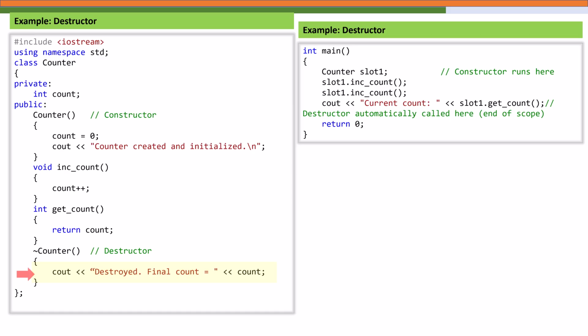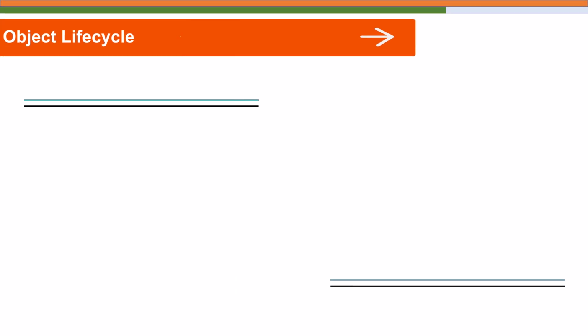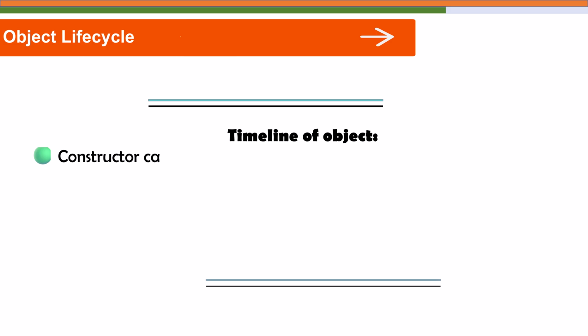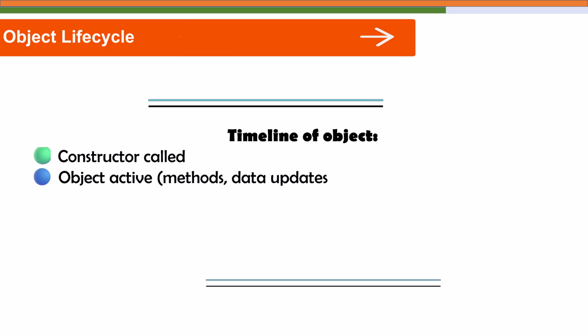In more complex programs, destructors are crucial for memory management, especially when we dynamically allocate memory using pointers. For example, if an object opened a file and allocated a block of memory on the heap, the destructor would make sure to release it properly when the lifetime of the object ends. So in short, constructors build and initialize objects, and destructors clean them up safely when they are no longer needed. Together they define the object life cycle from creation to destruction.